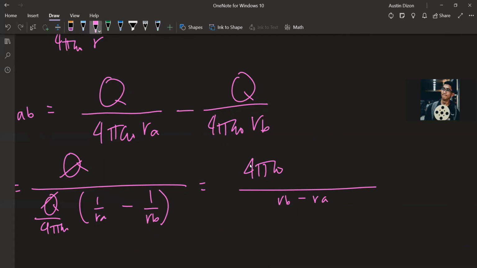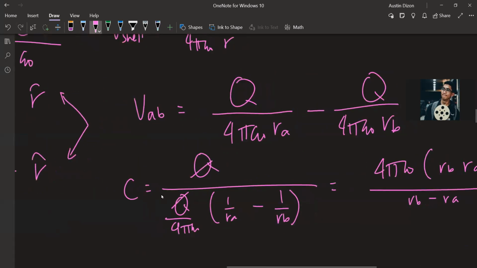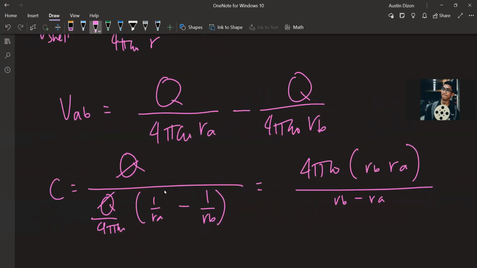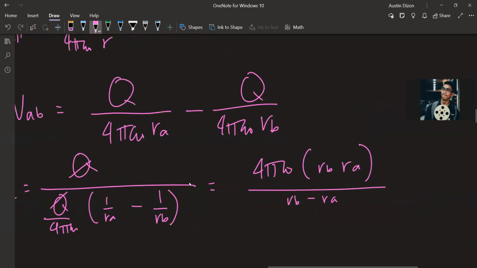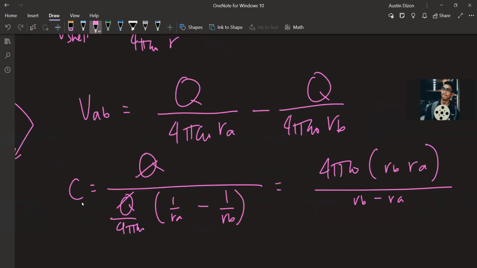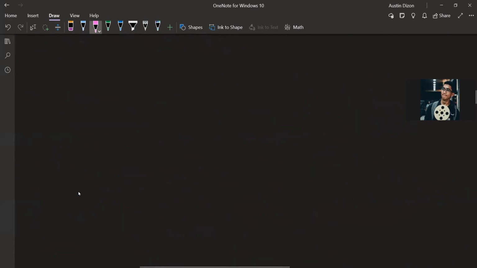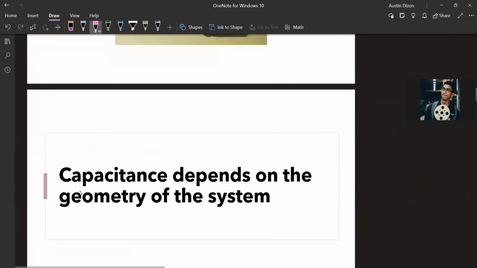Now, RB RA. Okay. So that's your capacitance. A nice thing, magandang ina-analyze niyo yung mga sagot niyo para tingnan niyo kung mag-make sense siya. Capacitance is always positive. Mapapansin niyo sa equation kanina.